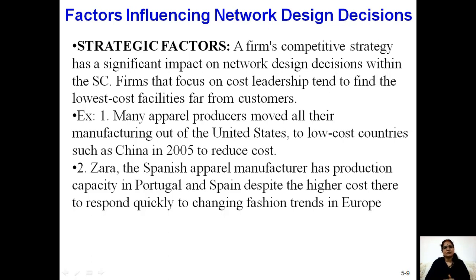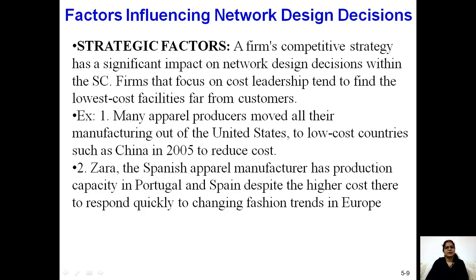Such firms tend to find the lowest cost facilities, though customers are not easily reachable. Whereas the firms that focus on factors other than cost, such firms support a responsive supply chain and go for setting up the facilities very close to the customers though cost is high. For example, many apparel producers in 2005 moved their manufacturing units out of the US to low cost countries such as China, India, etc. to reduce the cost.